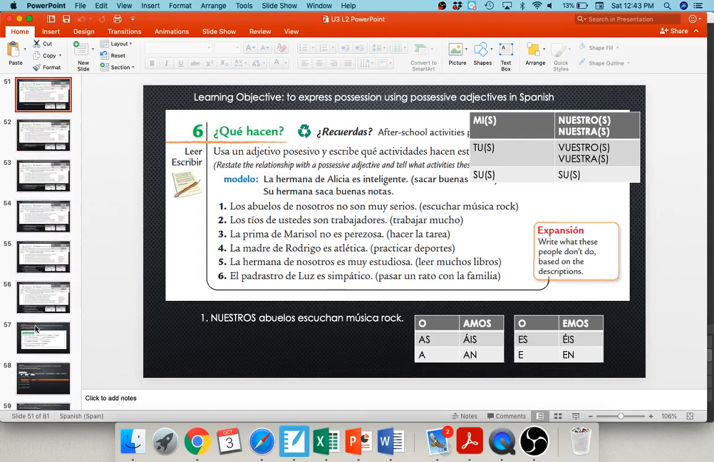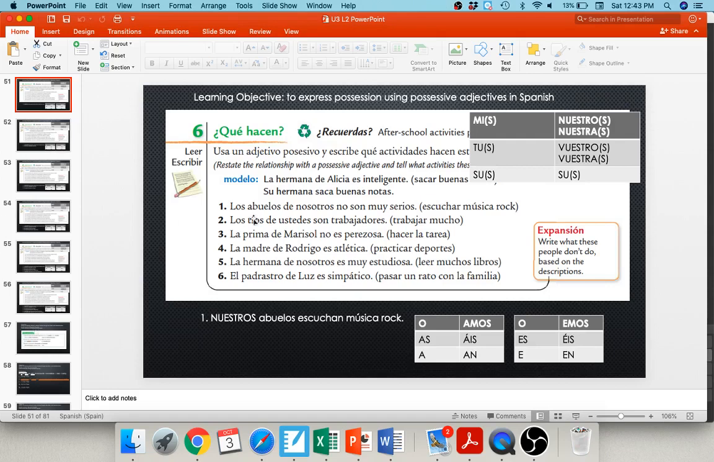Okay, let's do one more together. Number 2 tells us that los tíos de ustedes son trabajadores. Your all's uncles are hardworking. And then in parentheses, you have trabajar mucho, to work a lot. So your all's uncles are hardworking. We should say your uncles work a lot.